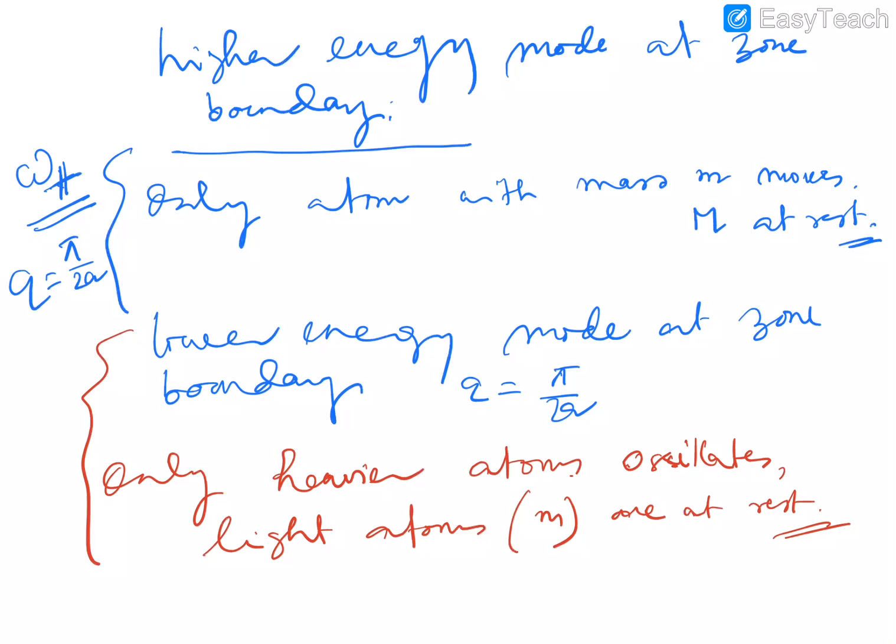Then we considered what happens for omega plus and omega minus, that means for the high energy and lower energy modes. What we have now figured out is that the heavier and lighter atoms behave differently at the zone boundary. For optical modes, the lighter ones oscillate and the heavier ones are at rest. Whereas for acoustic waves, the heavier atoms oscillate, but the lighter atoms are at rest. Please check that from the displacement equation yourself. So with this, I finish today.